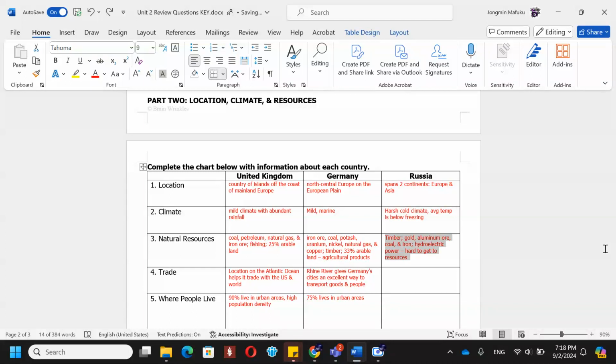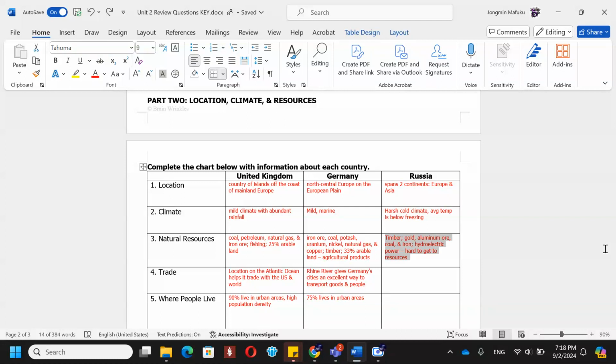Natural resources: they have timber, gold, aluminum, iron, coal, and hydroelectric power. And it is hard to get to the resources because of what is it? What is that vocab word? We're doing that Dora thing. Permafrost. You should know that word. Permafrost means extremely cold, below freezing.